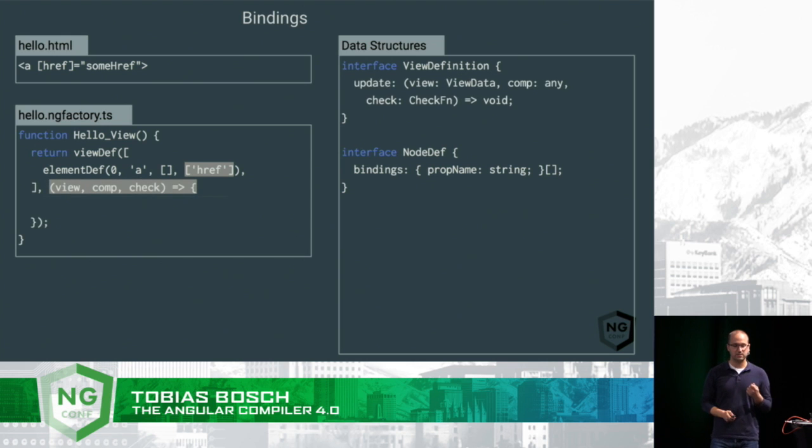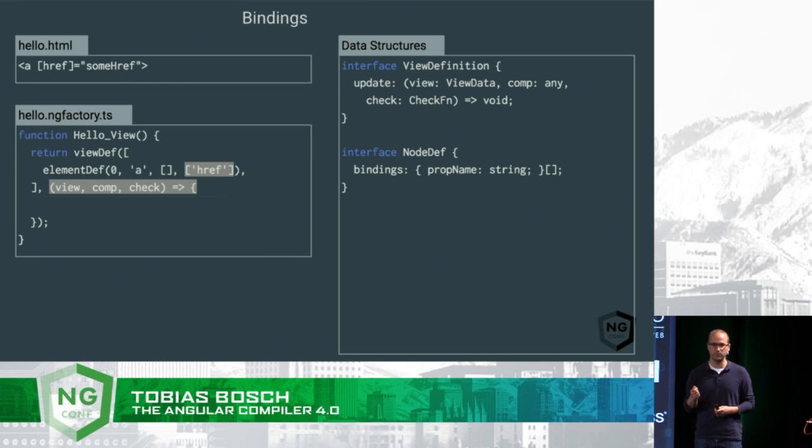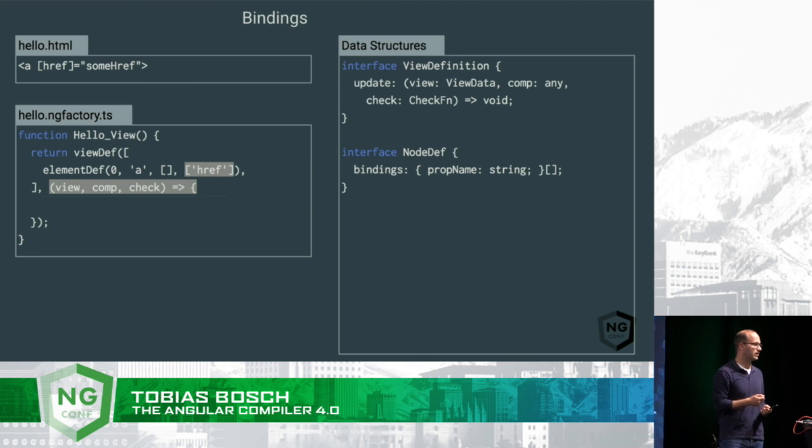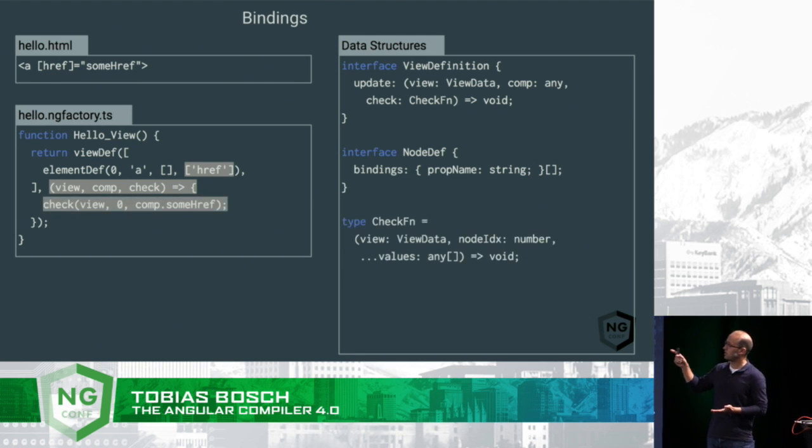The other piece we add is that a view definition has an update function. This update function will be called on each change detection cycle of Angular. And you probably know change detection is something that happens very often. Whenever there's an event, Angular change detects all of your components. So whatever we do in this closure down there should be fast, because otherwise it will slow down your whole application. And what we do there, we call a check function that we pass to the update function back with the values of the bindings.